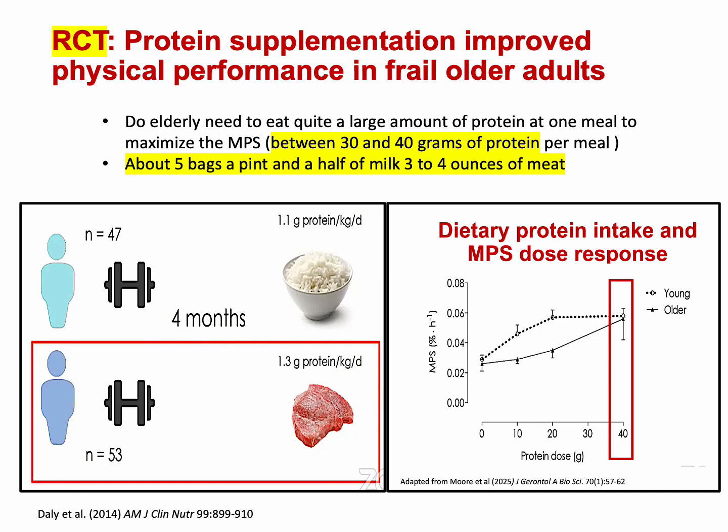However, older adults need to consume 30 to 40 grams of protein per meal to maximize muscle protein synthesis, which can be quite challenging due to appetite or swallowing difficulties. Therefore, there is an interest in finding ways to enhance the effectiveness of smaller, more manageable protein doses to stimulate muscle protein synthesis and preserve muscle mass.